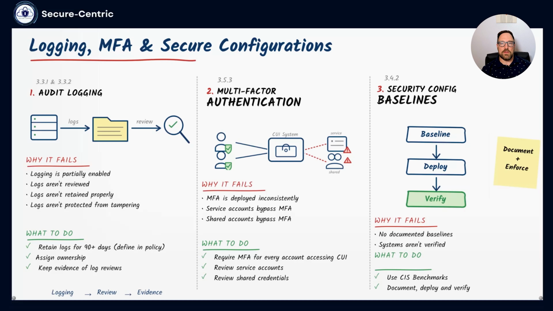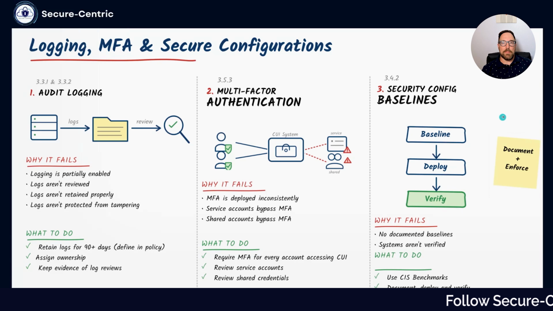Control 3.4.2 around security configuration baselines. Why do I see this one failing often? You need documented security baselines for all your systems. Essentially, the secure settings standards that every machine in your environment should meet. We used to call this a golden image, right? Most companies either have no baselines or they have them documented from 5 years ago, but they're not being regularly checked or updated to meet that baseline.